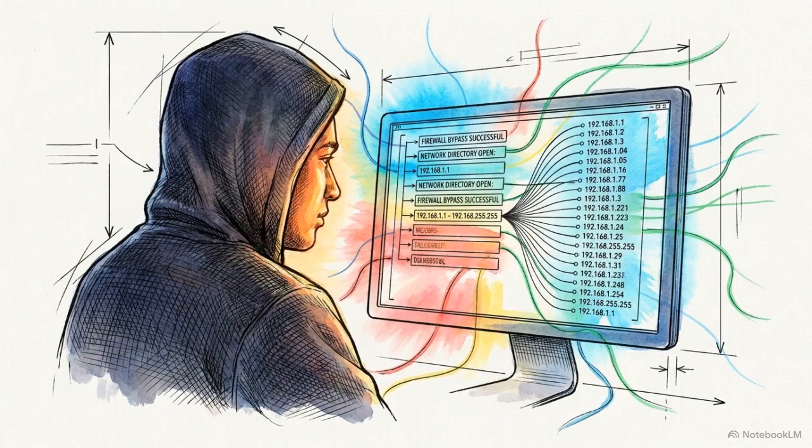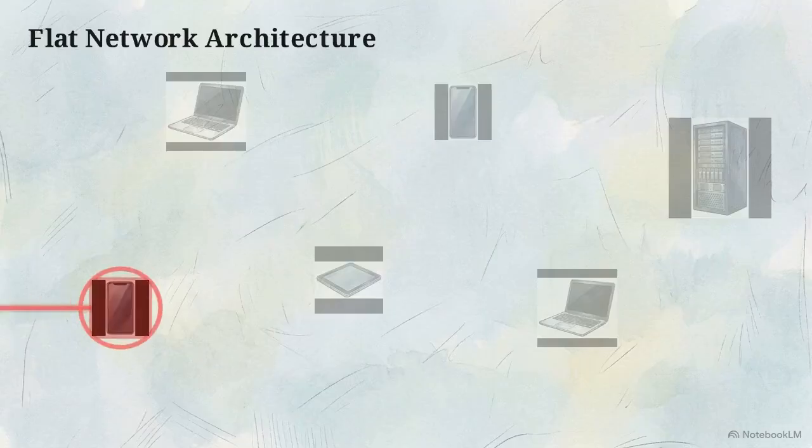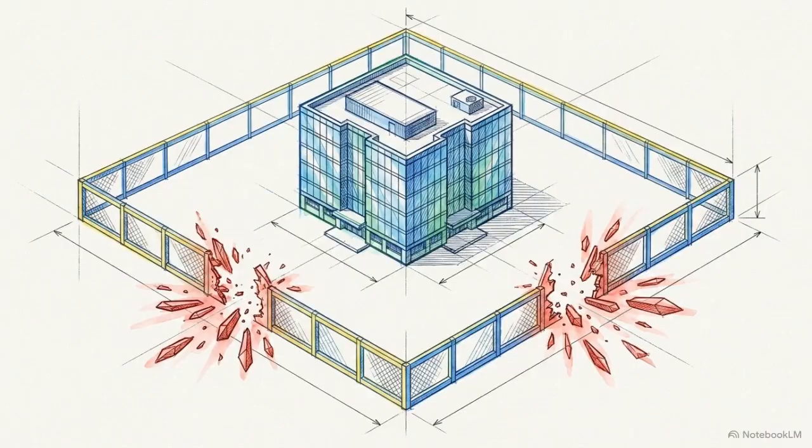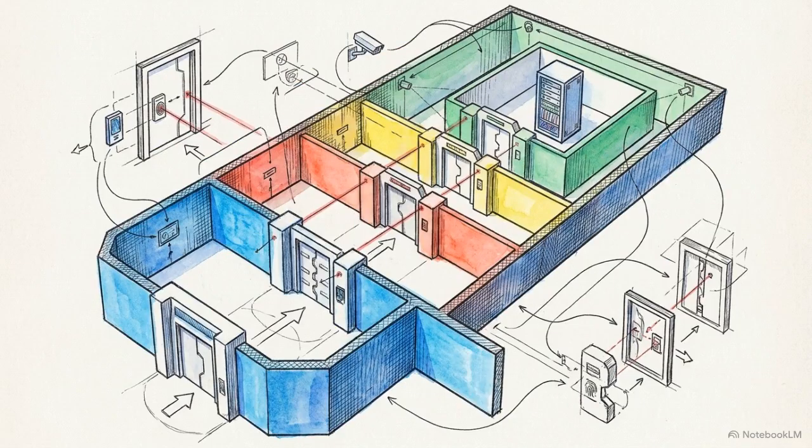Adversaries favor these environments. Once they bypass the initial perimeter defense, they have a clear, unobstructed path to every other system on the network. Relying on a single outer wall to protect an organization creates a massive point of failure. Modern security requires internal boundaries to stop a breach from spreading.